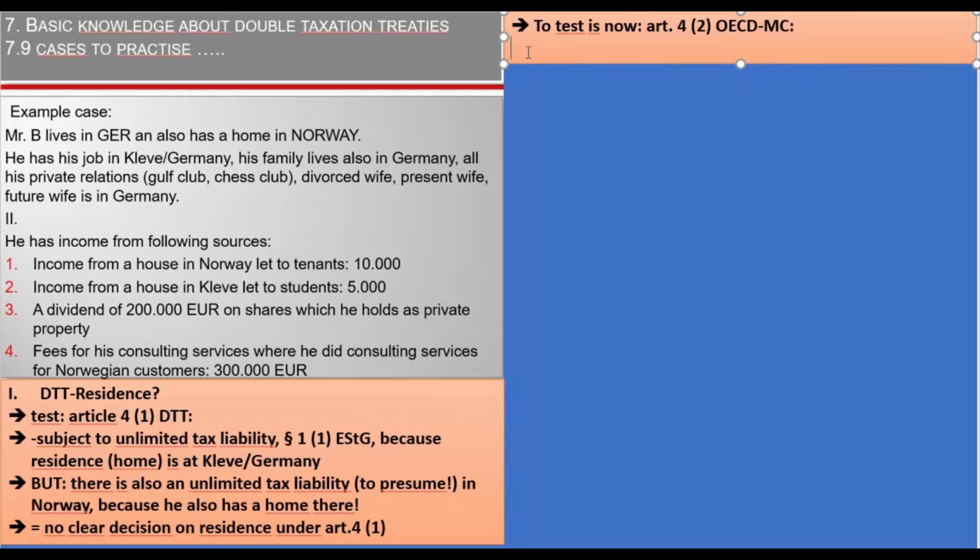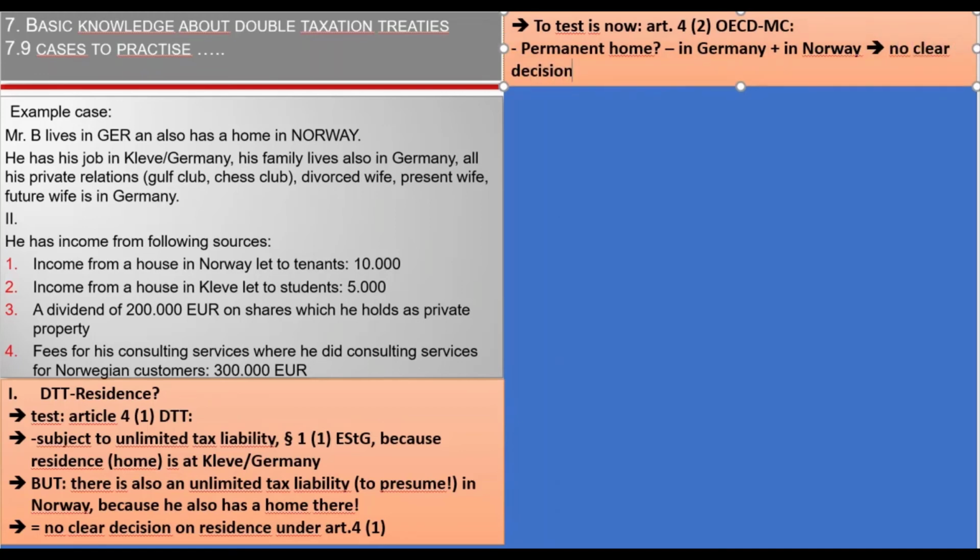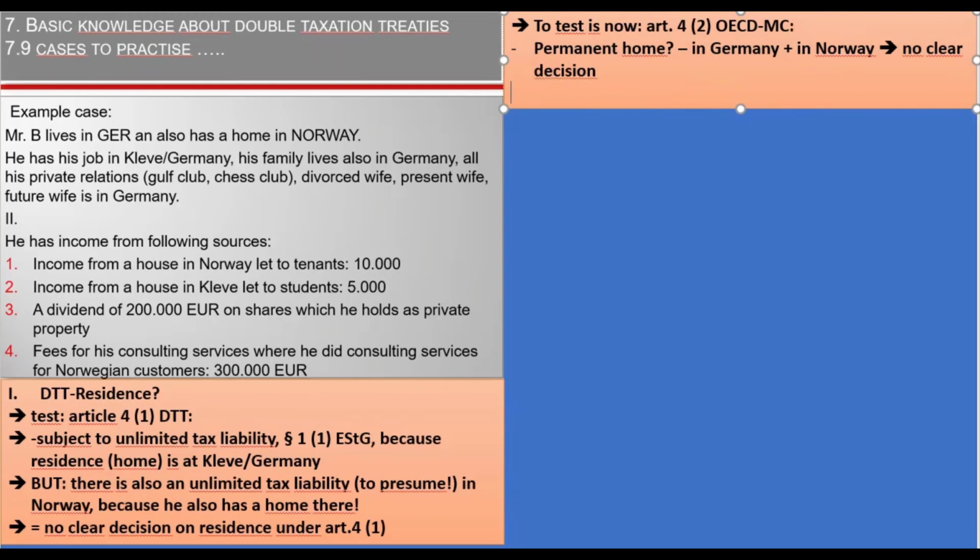So that does not apply here, a permanent home in Germany and in Norway. This is again no clear decision. So let's look for the next criterion.